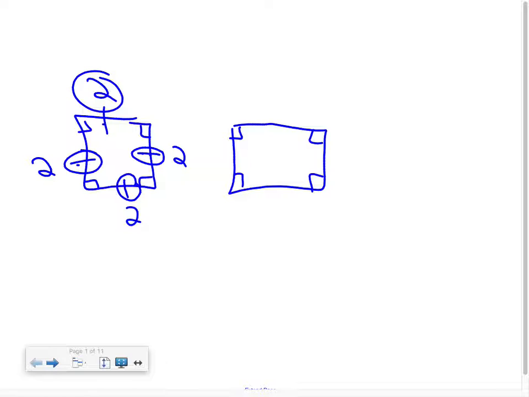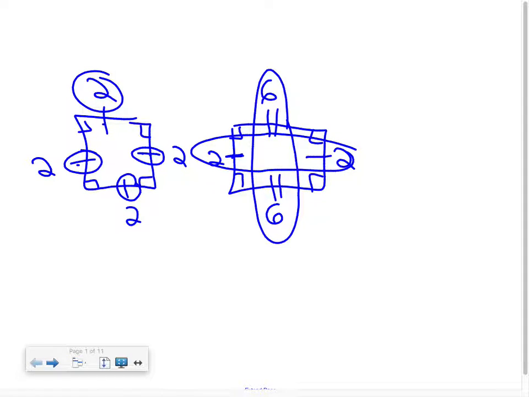A rectangle is different than a square, though, because on a rectangle, the opposite sides are equal. So this one, if this side is 2, then the opposite side is also 2. I'm putting 2 tick marks here and 2 tick marks here to show that these 2 sides are equal. So if this is 6, then the other side is 6. Opposite sides are equal.